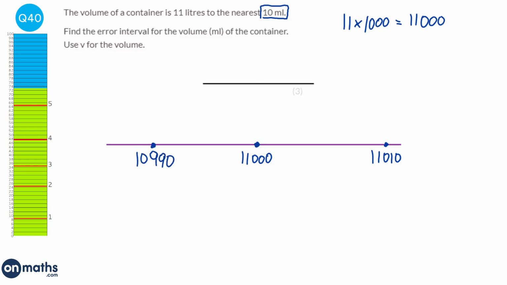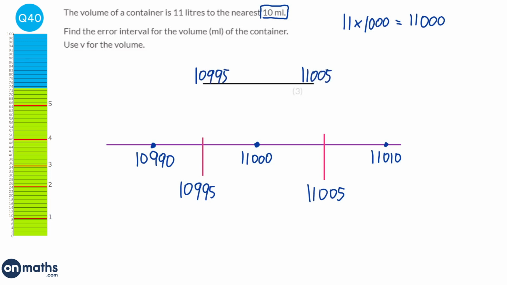Now when we're looking at limits, with the upper and lower part of it, we are looking at halfway points. So halfway here and halfway here. So this halfway point will be 10,995. And the next one will be 11,005, and that's the halfway points. And so that is going to be our upper and lower bound.